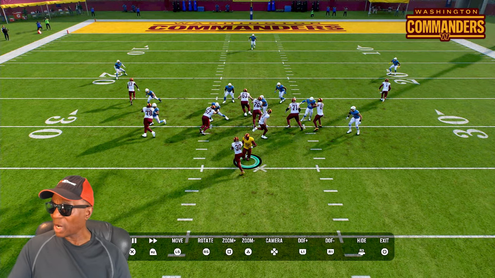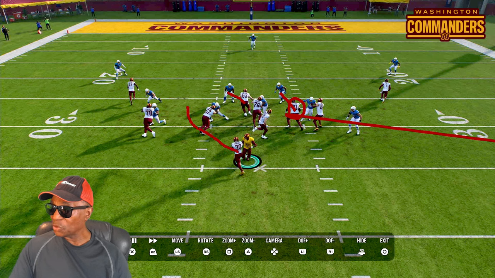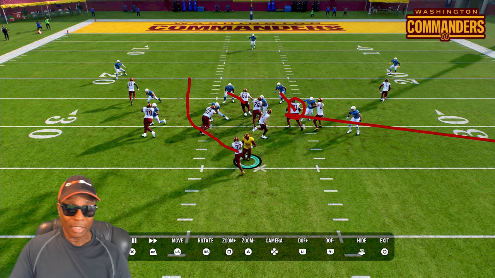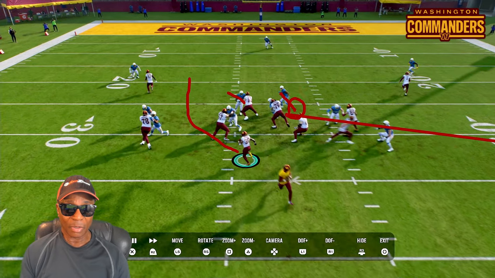All right, we can see it right here. This guy right here, when he finished his double team, he was supposed to get the mic. Okay, he's supposed to get the mic here, and we're supposed to run through here. Okay, so let's see how it works that way.